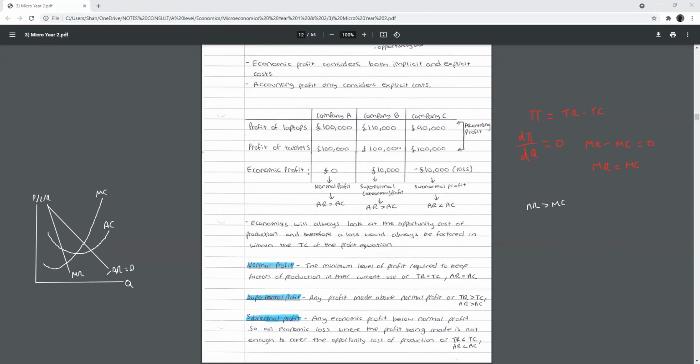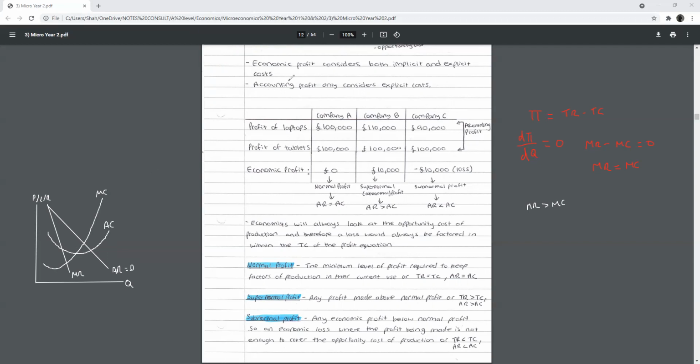So now where does the firm produce on this graph? So these are all the lines we need now. It looks a bit complicated. But first we drew our MR and our AR, then we drew our MC, then we need to draw our AC. So basically two revenue curves and two cost curves.